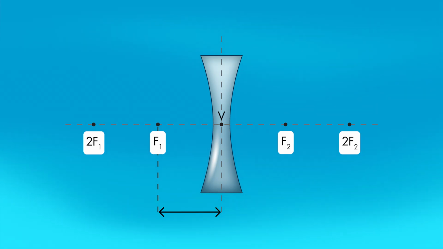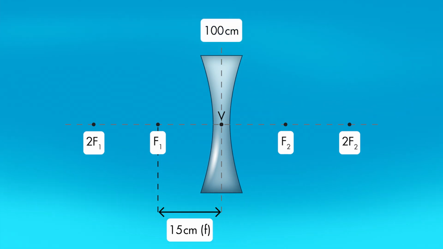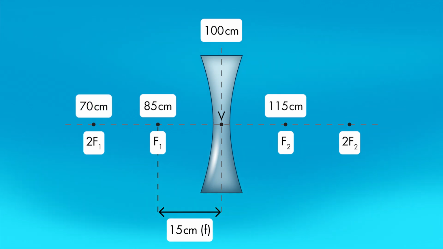The focal length of our double-concave lens is 15 centimeters. Since we know the focal length, we can determine the other values needed to set up a ray diagram. If the lens is placed at the 100 centimeter mark, F1 would be 85 centimeters, F2 would be 115 centimeters, 2F1 would be 70 centimeters, and 2F2 would be 130 centimeters.